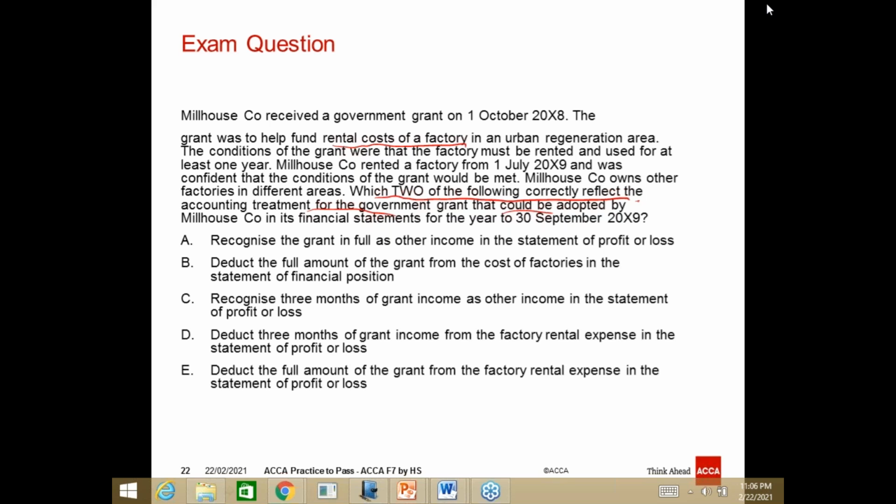A: Recognize the grant in full as other income in the statement of profit and loss. The first thing. B: Deduct the full amount of the government grant from the cost of the factories in the statement of financial position. Recognize 3 months of the grant income as other income in the statement of profit and loss. Deduct the 3 months grant from the related factory expense. Full amount. So what should be the right answer for this?